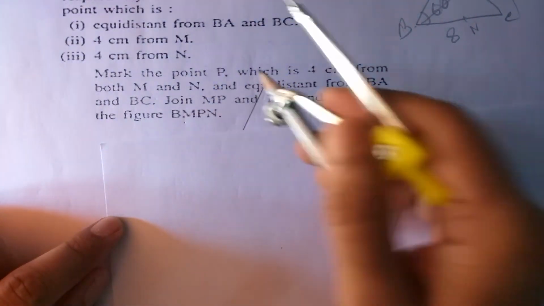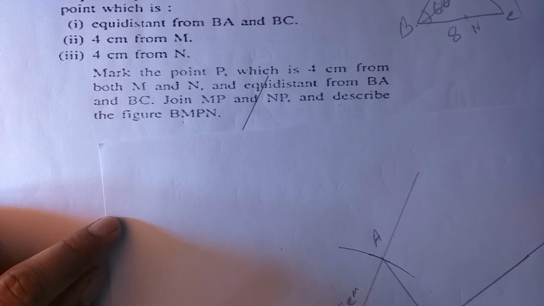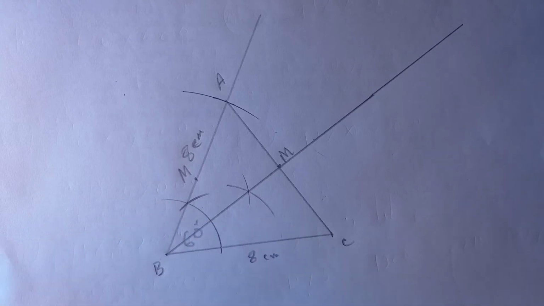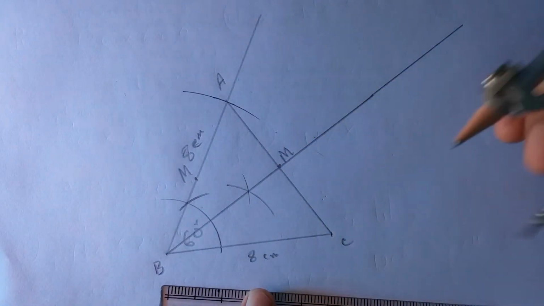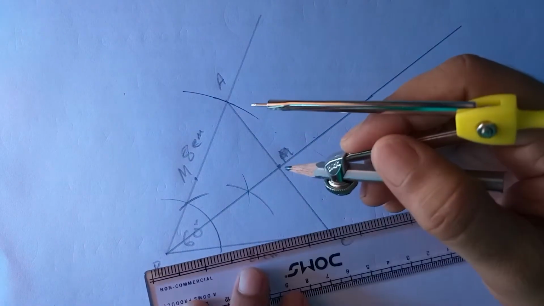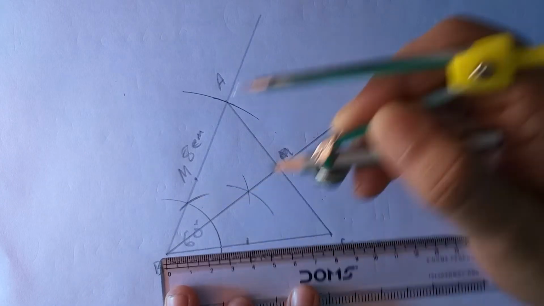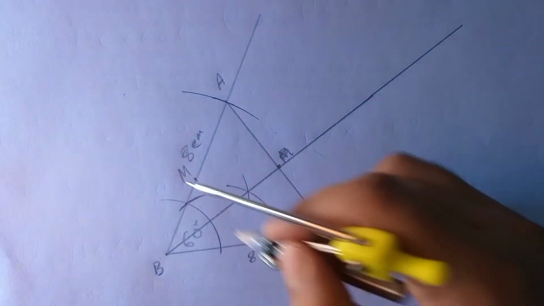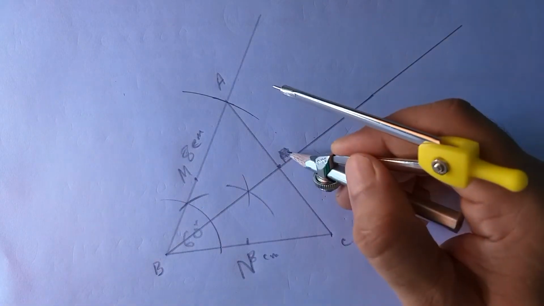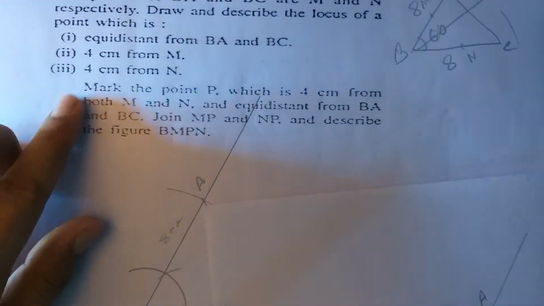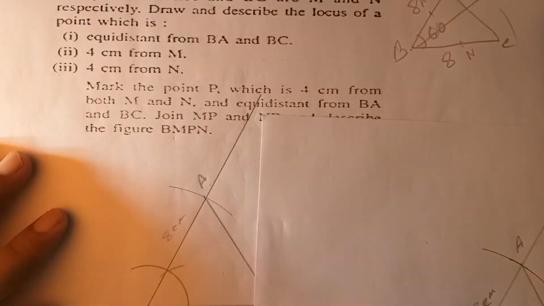Then next one is, what is that? 4 centimeter from M and 4 centimeter from N. So BC is here, M point is not there. M point is here. Here it is M point, M, and this is N. This is N, not this one. Then it is telling that 4 centimeter from M and 4 centimeter from N.